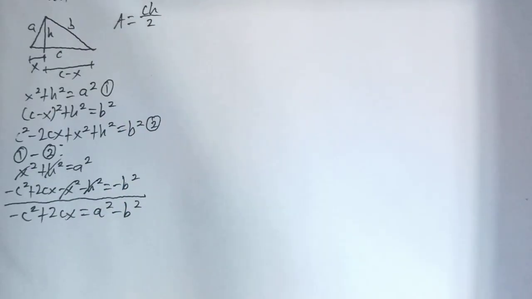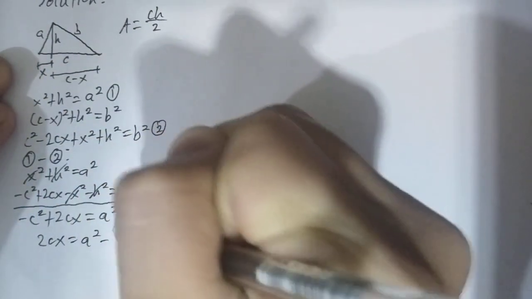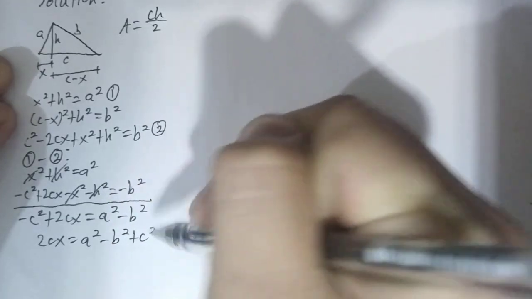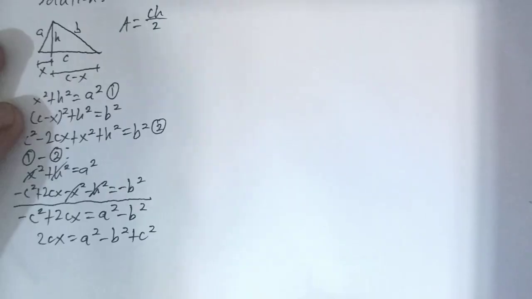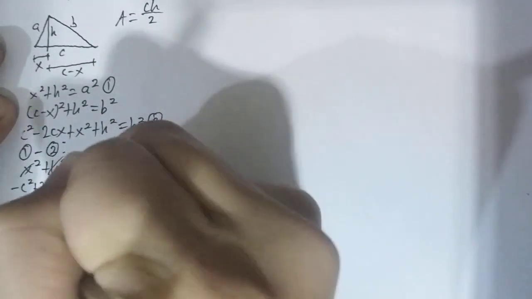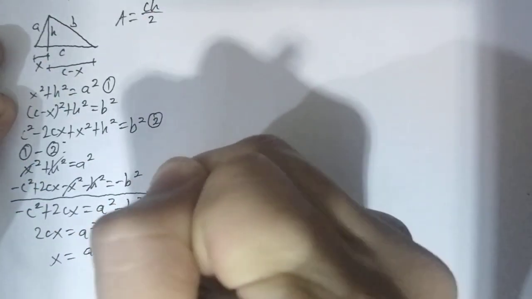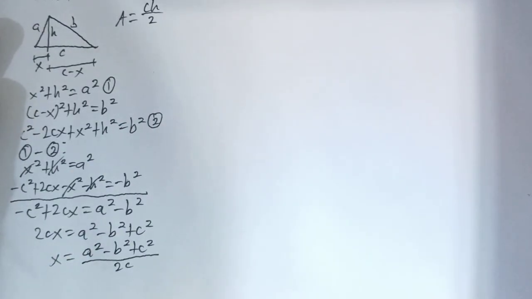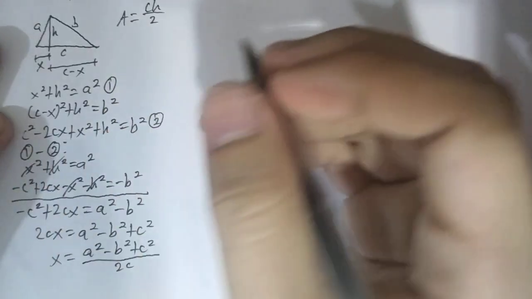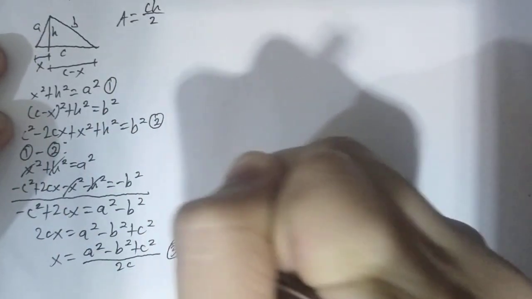And next, what we would do is add c squared to both sides, giving us 2cx equals a squared minus b squared plus c squared, right? And then, dividing both sides by 2c, we could see that x is equal to a squared minus b squared plus c squared all over 2c. Okay? And then, let us denote this as our equation 3.